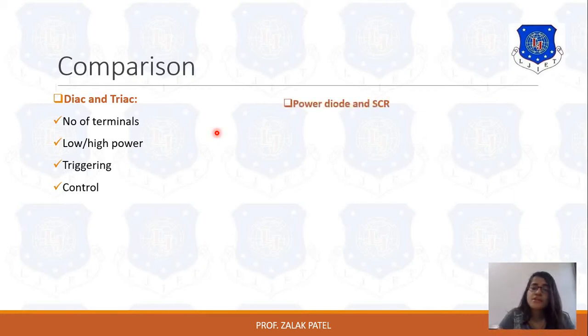Next comparison is power diode and SCR. In the first lecture we discussed the power diode, so let's see the difference between that power diode and silicon controlled rectifier. First difference is number of terminals. In case of power diode, it looks like a normal PN junction diode, so it has two terminals, while in case of SCR it has three terminals: anode, cathode and gate terminal as a control terminal.